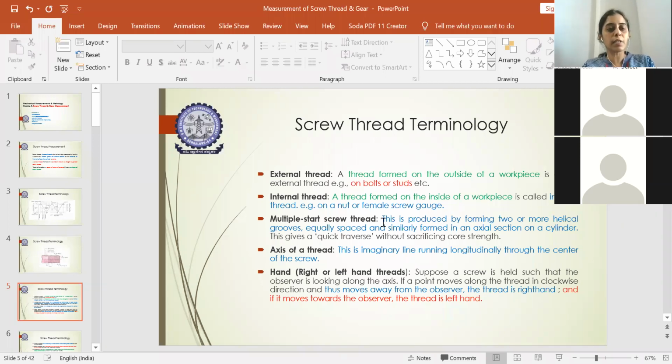So the axis of the cylinder and the axis of the screw thread will be the same and parallel, provided you are providing an equidistance between the consecutive threads. Then you call that a multiple start screw thread.